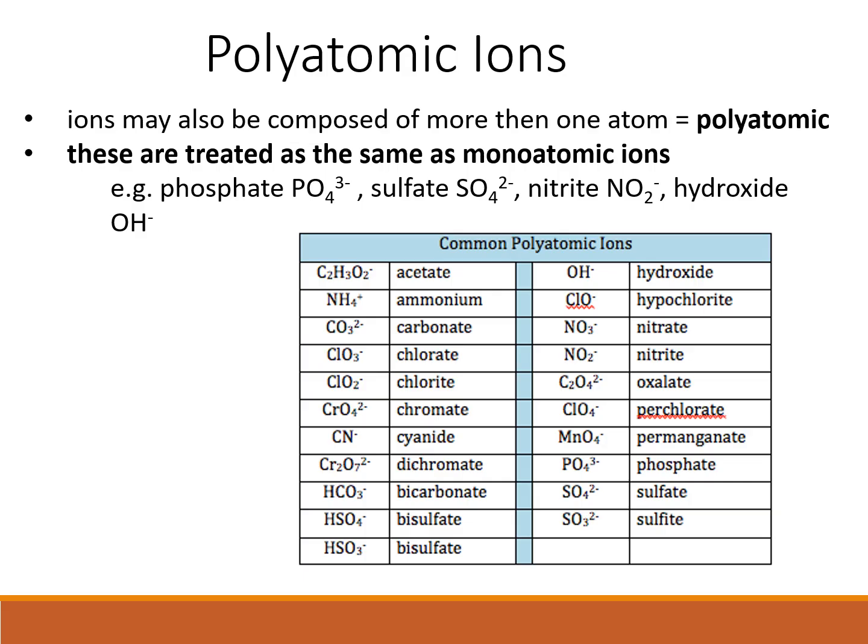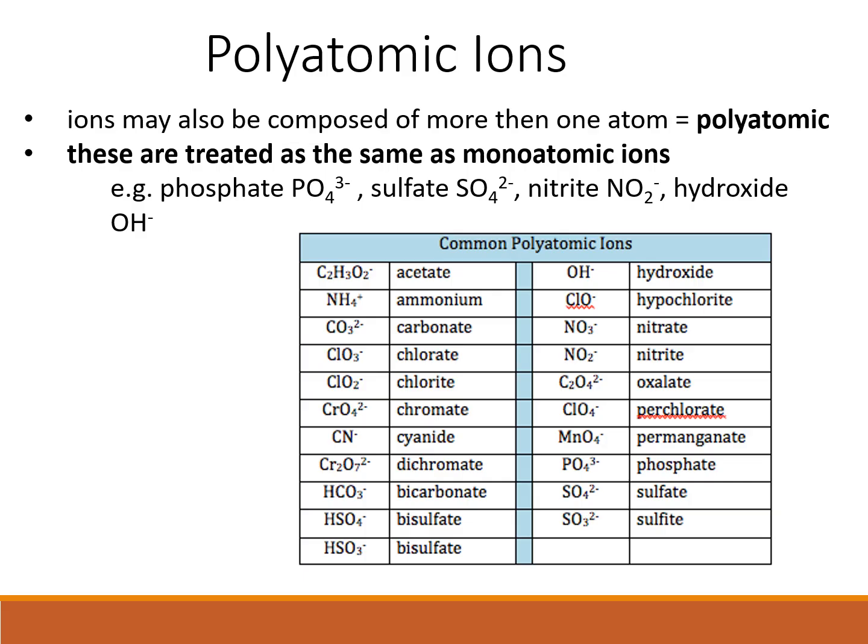Ions may also be composed of more than one atom. These are known as polyatomic ions. These are treated the same as monoatomic ions. So they're treated the same way as sodium ions and chloride ions. In physiology, the most common polyatomic ions are the phosphate ion with a charge of -3, the sulfate ion with a charge of -2, nitrite with a charge of -1, and hydroxide with a charge also of -1.